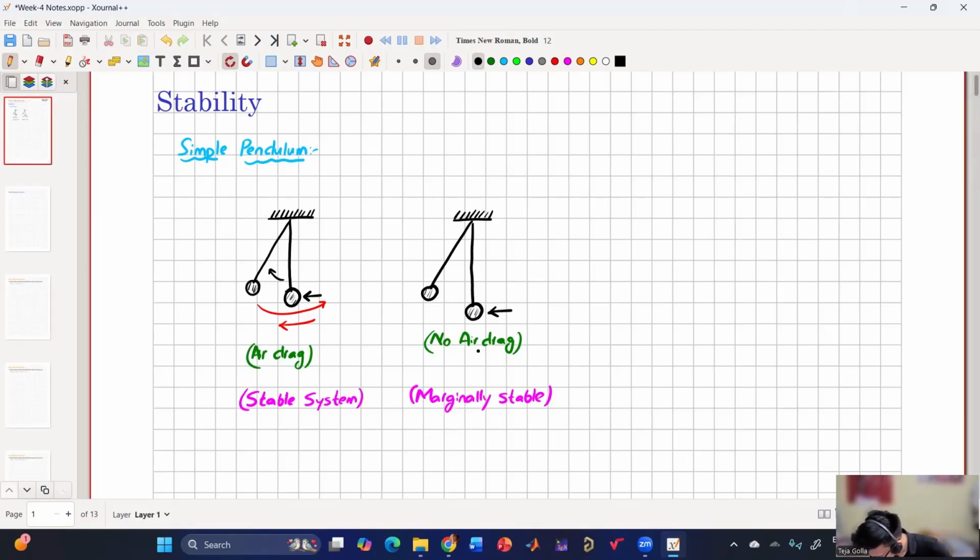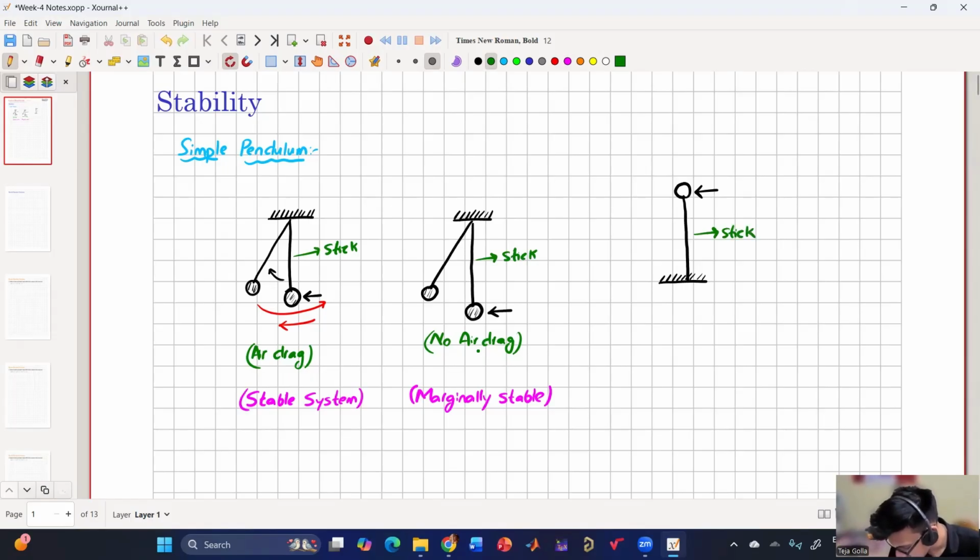Now I'll consider another case. Consider this is my initial position, and say if I give some perturbation, what happens? Consider this is not a thread. Consider this as a stick, because for a thread this is not applicable. Consider this is a wooden stick connected to a ball at the end. So this is a ball. Now if I give any perturbation, then what happens?